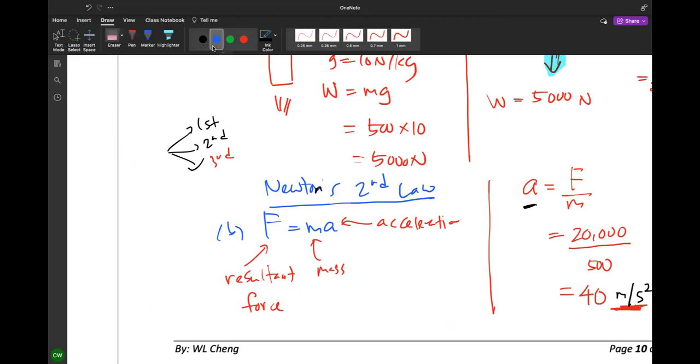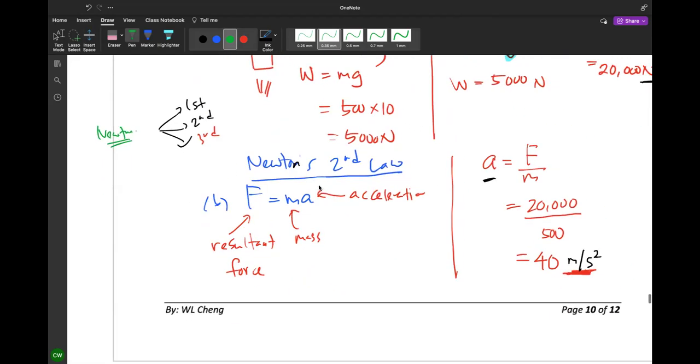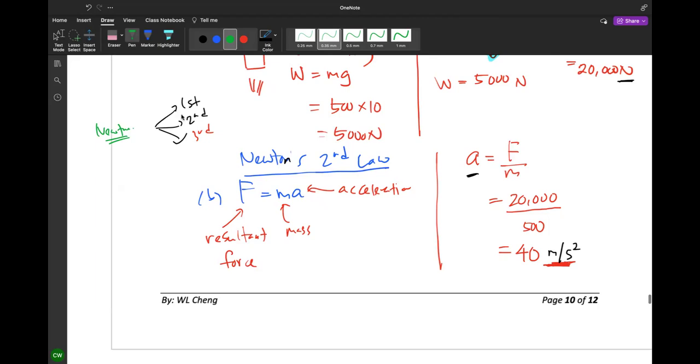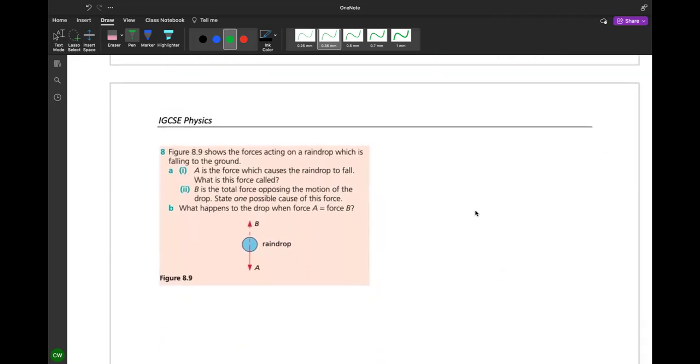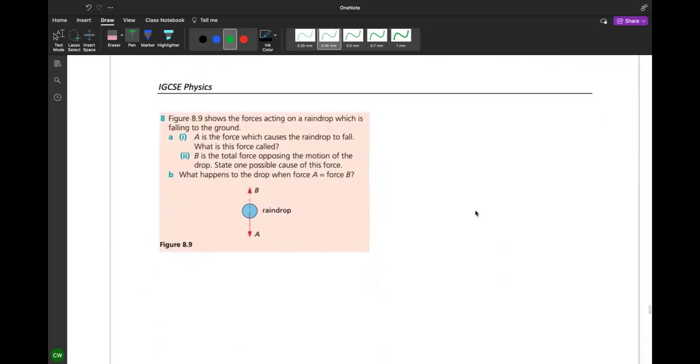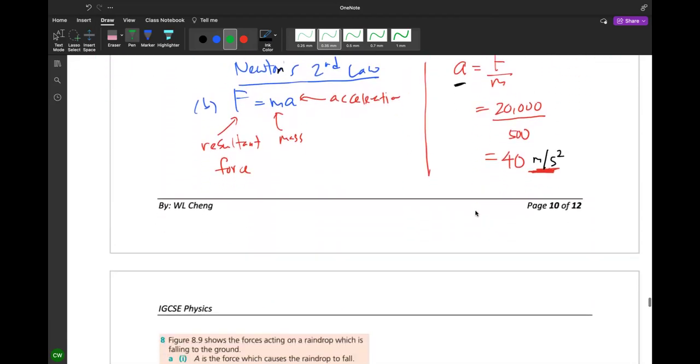Anyone know all the 3 laws? Nobody knows. Nobody heard about it before. Okay, let's go home. Find out what these three laws are. Google and see. Google yourself. What are Newton's first law, second law, and third law? Next week, maybe I can ask you to explain to me what is first, what is second, and what is third. Next week, tell me what is first, second, and third. Why did Newton get three laws?